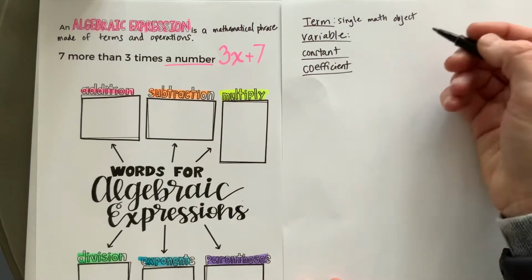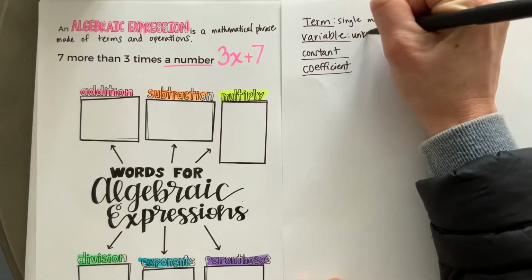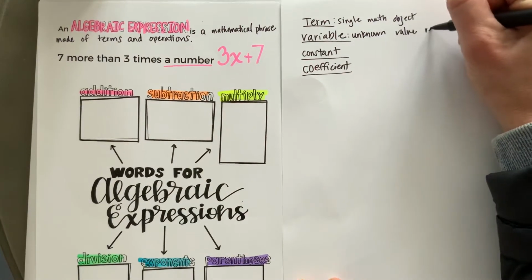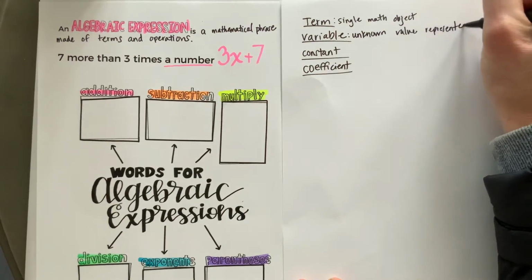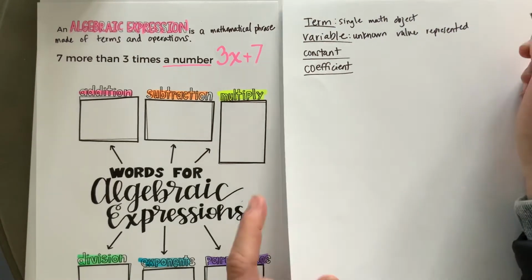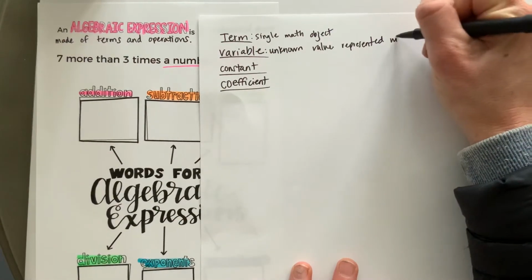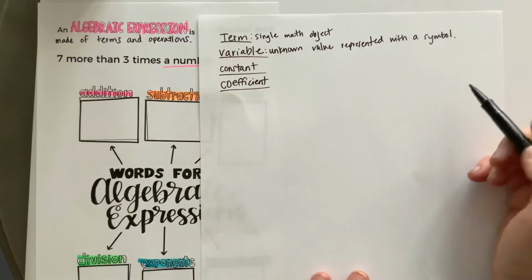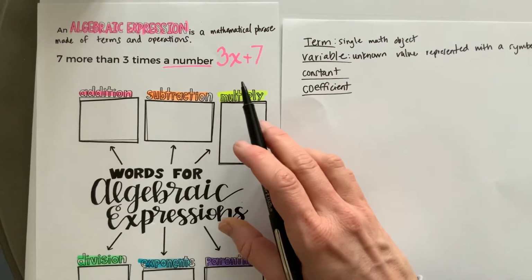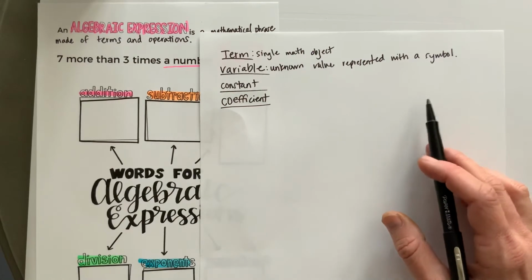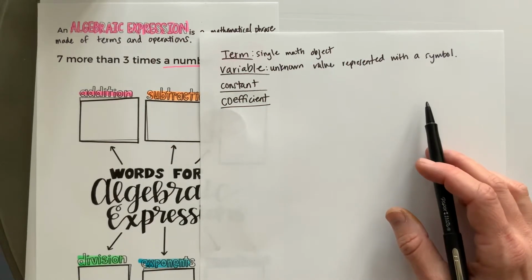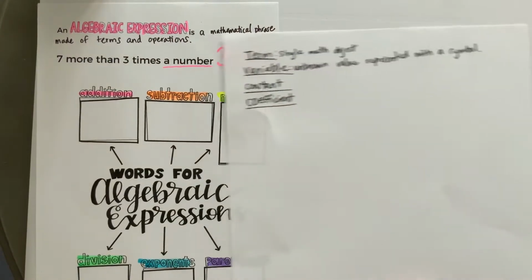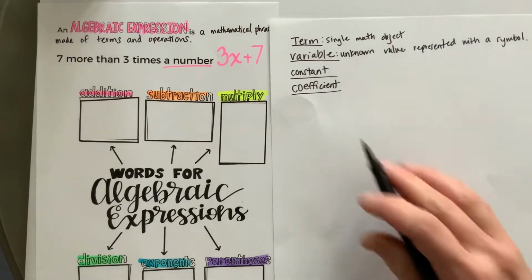So a variable just means an unknown value represented with a symbol. Okay, so oftentimes we use the letters X or maybe Y to be that symbol, but you could also use an object. You could use a flower, a square, an emoji, it doesn't matter. But in mathematics, we often use letters. All right, so a constant.